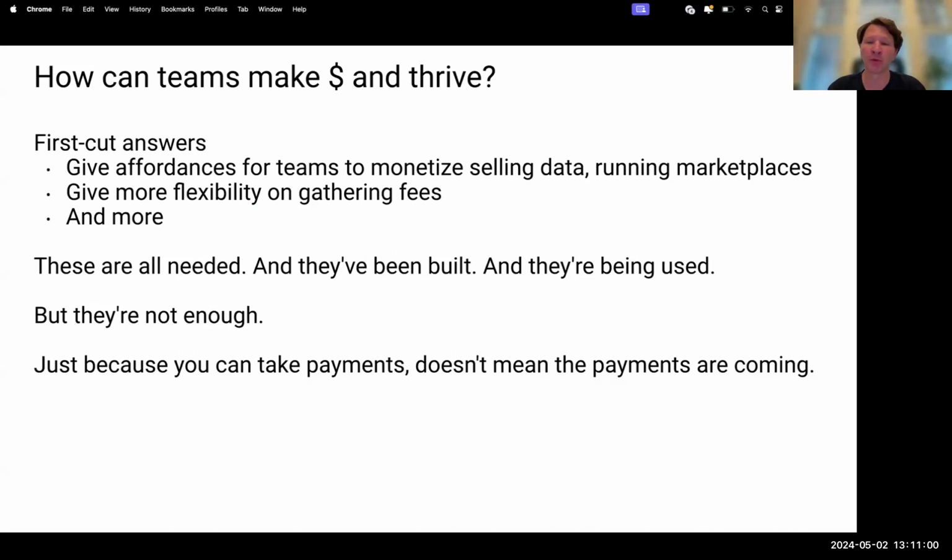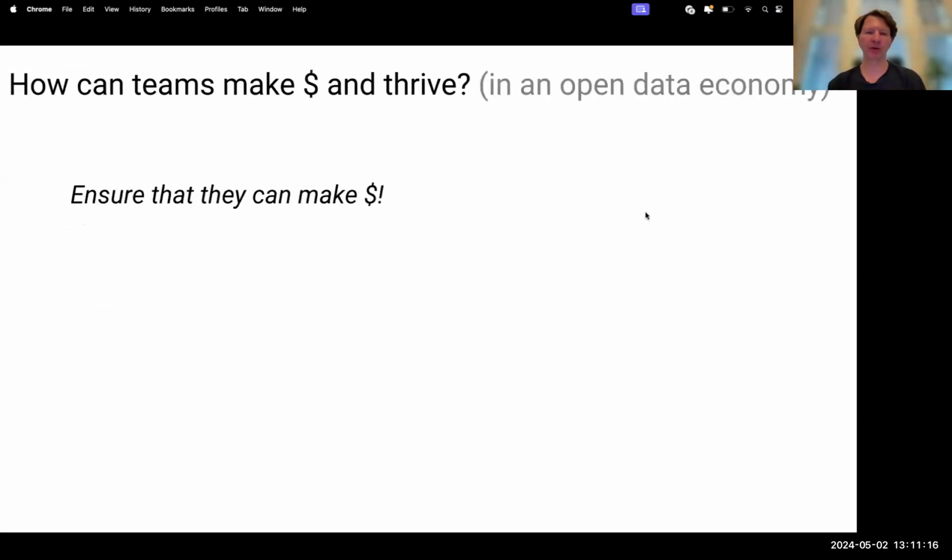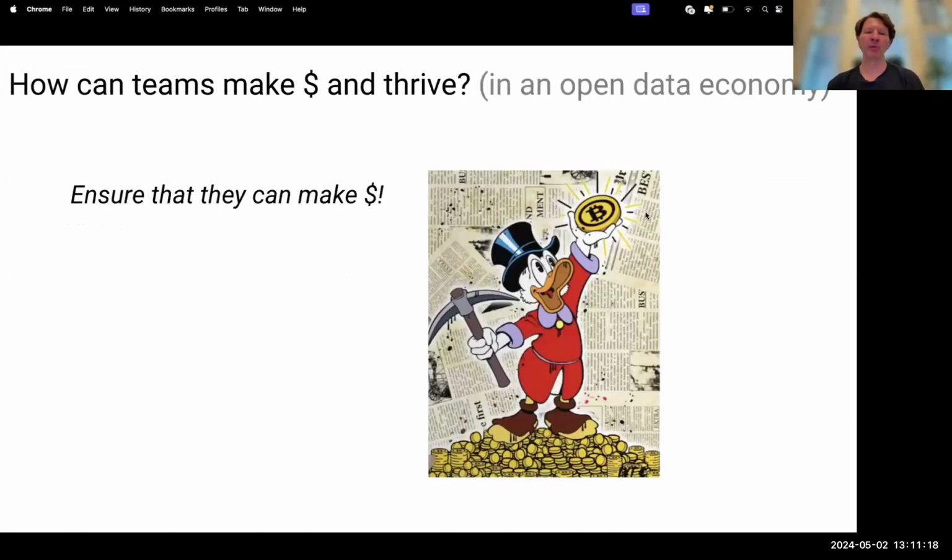You've seen examples before, and some of those projects I gave before are making pretty good money. But in general, that's not enough, right? Just because you can take payments doesn't mean that the payments are actually coming in. It doesn't mean that the money's coming in. So that leads to the next question, which is to ensure that they can make money, right? Not just take in the money, but end to end have a product that people want.